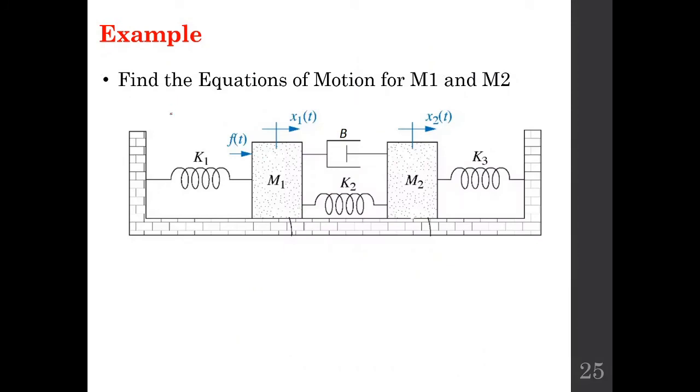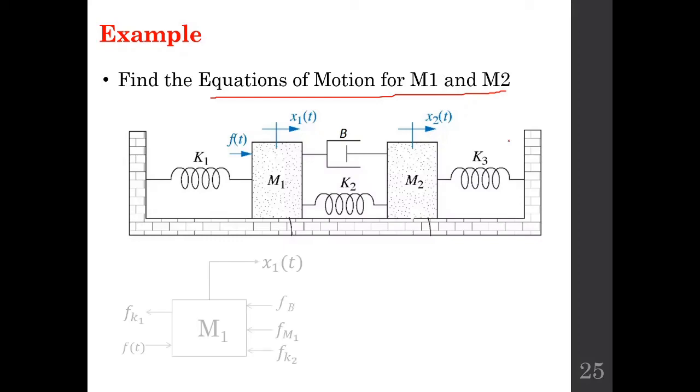So here we have another translational mechanical system, and it looks a little bit complex, and we need to find out the equation of motion for m1 and m2. Okay, so let's solve this system. In order to solve it, first of all, we need to draw the free body diagrams. Since we have two bodies, we are going to have two free body diagrams.